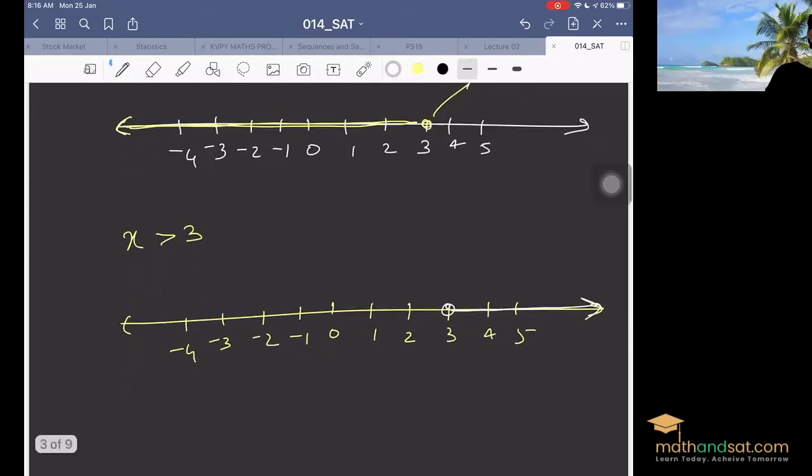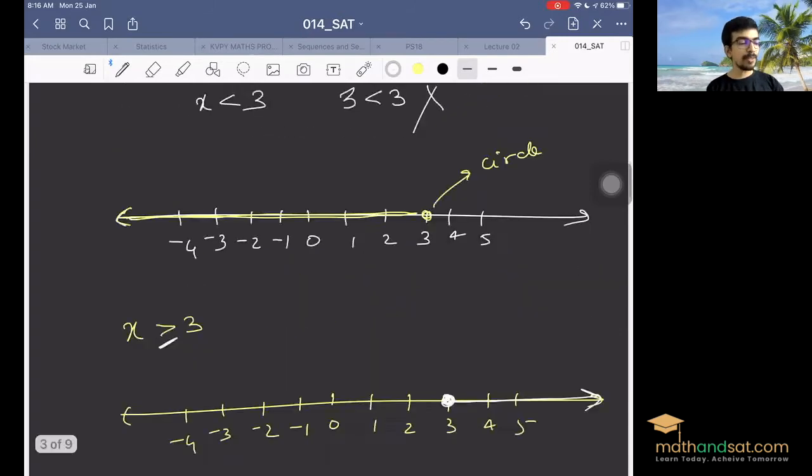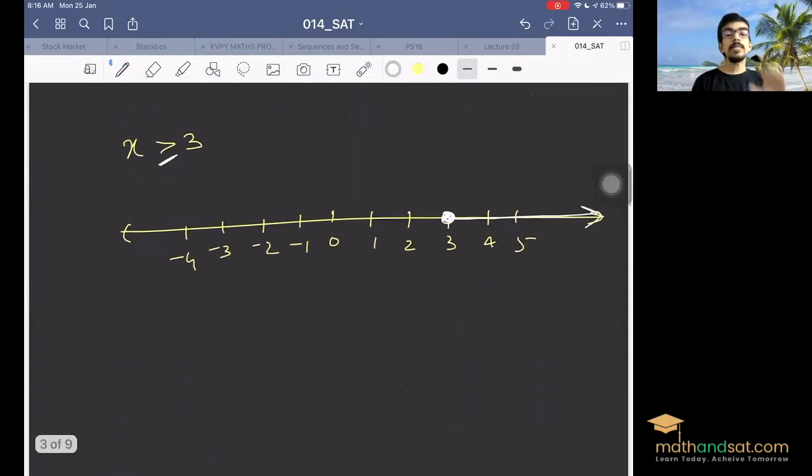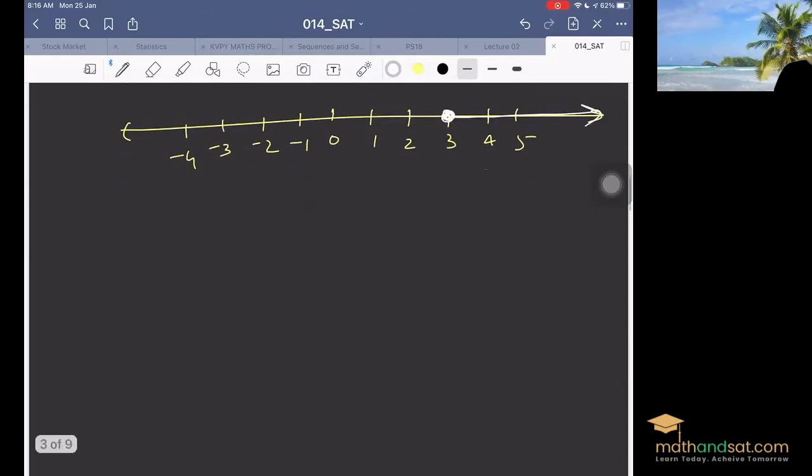Of course, when you have x greater than or equal to 3, what happens? You have to put a dot here to indicate that 3 is included. So these kinds of inequalities are what we call simple inequalities. These are just simple expressions corresponding to just one inequality. Now we can have compound inequalities.